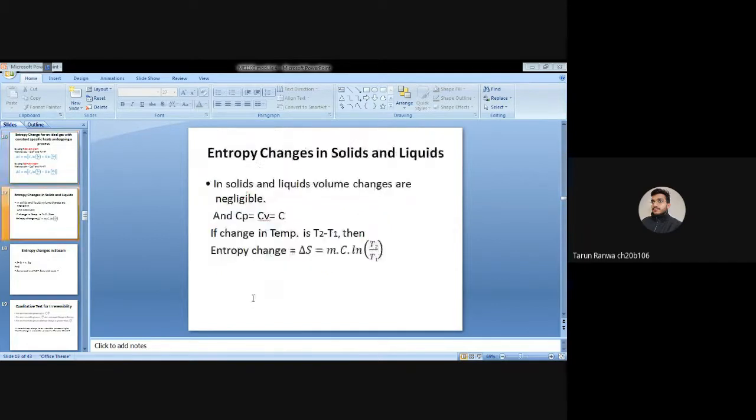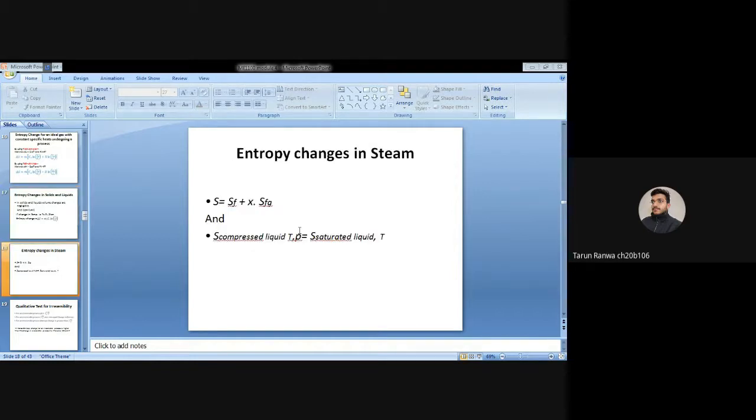Now, entropy change in solids and liquids. In solids and liquids, volume changes are negligible, and Cp and Cv are also equal, so Cp equals Cv equals C. If the temperature changes from T1 to T2, then the entropy change equals m C ln T2 by T1. Now, entropy change in steam. We can compute the entropy change in steam from the saturated steam table.